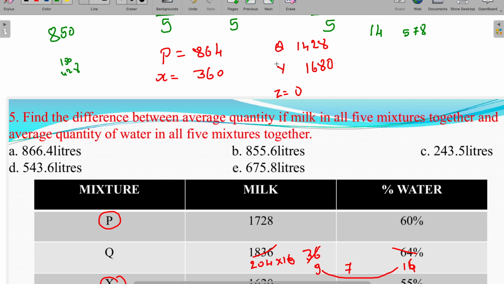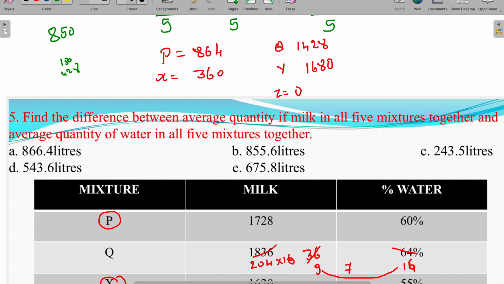You can try that. Even just add and do it compared to the average. It is easy, not so difficult. I will repeat once again if you are not understanding. You can find the average like this: add everything, 864 plus 360 plus 1428 plus 1680 plus 0, divided by 5. You can do that. Otherwise, I am explaining another way.